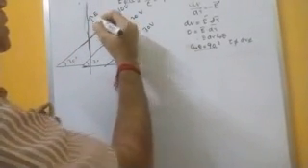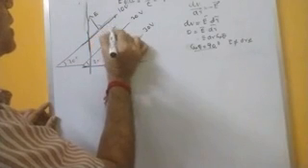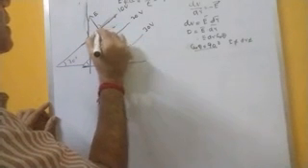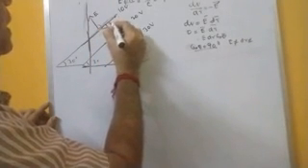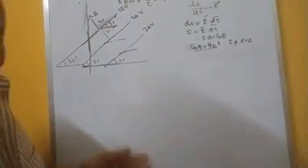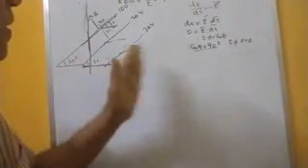Clear? So this is at 90 degree and this is at 30 degree. Clear? This is at 30 degree, this is at 30 degree. So this is 30 degree and this is 90 degree. So it is 120 degree away from the line, from the surface.